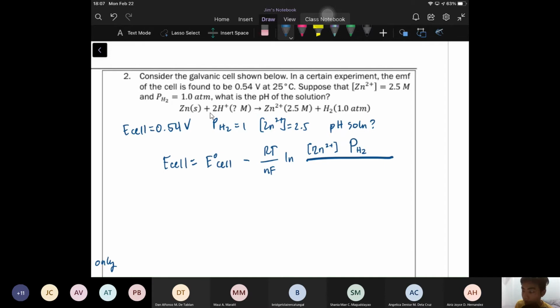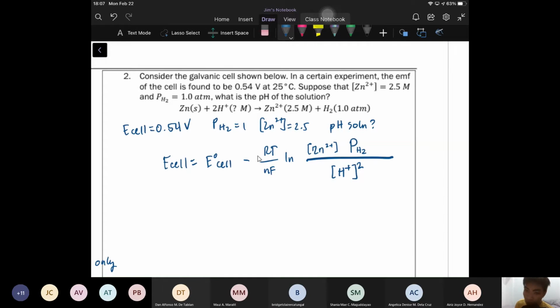Yung nasa reactant, concentration ng H plus. Then, nakikita nyo, may coefficient siya na 2, di ba? Anong gagawin nyo? I-square yon pag ganun. What if coefficient niya ay 3? Edi i-cube mo yon. Kunwari, coefficient niyan, 4, edi i-raise to 4 mo yon. Okay? So, ganun gagawin nyo kapag may coefficient. Kunwari, ito may 3, edi i-cube mo to.